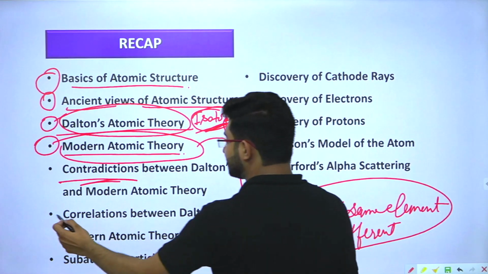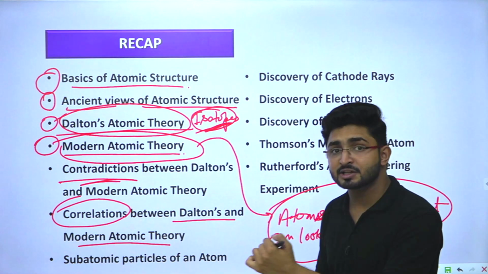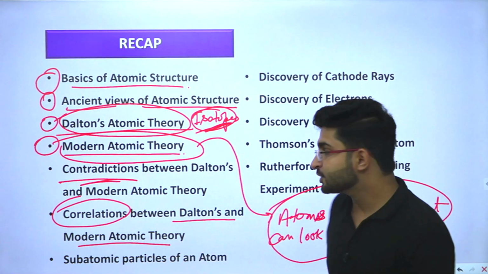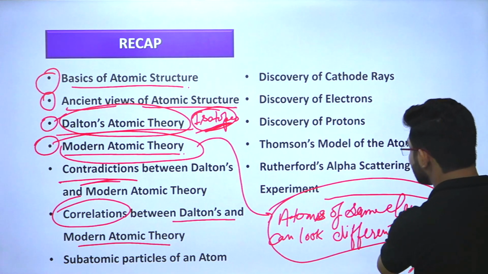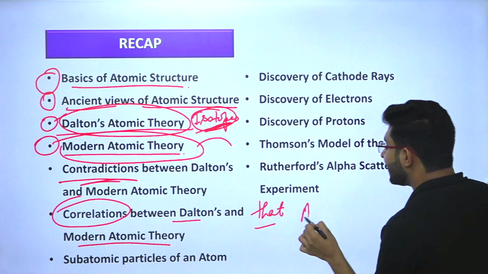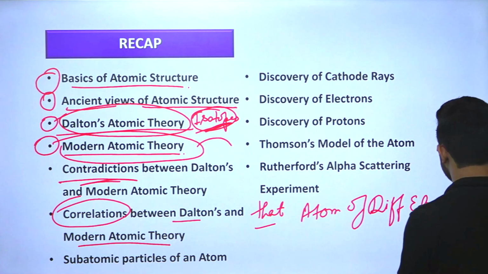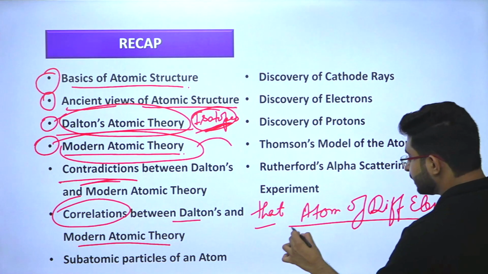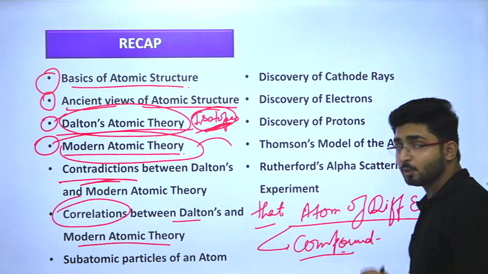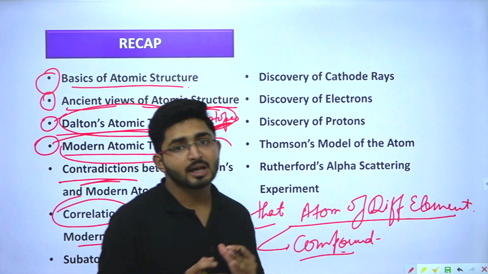And then we have studied the correlations between Dalton's and modern atomic theory. Because we have stated the contradictions, there were some correlations also between Dalton and modern atomic theory. Those correlations were what? That in the Dalton's atomic theory, it was stated that atoms of different elements just combine themselves to form a particular compound. Okay, and this is the point that was stated in modern atomic theory also. So this was the correlation between modern and Dalton atomic theory.